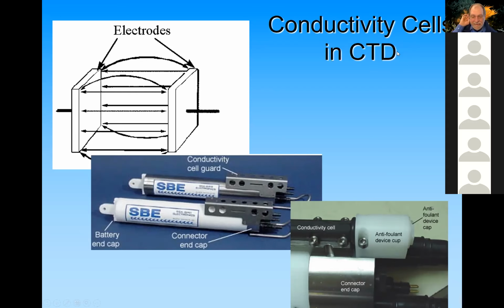So what a CTD does is it has a cell in here. There's a pump that pumps seawater through a cell at a constant rate. A current is induced across this cell, and the drop in current is measured at the other side. This current drop gives a very precise estimation of the conductivity. By adjusting for temperature, and you actually have to adjust for latitude, the salinity can be determined very precisely.